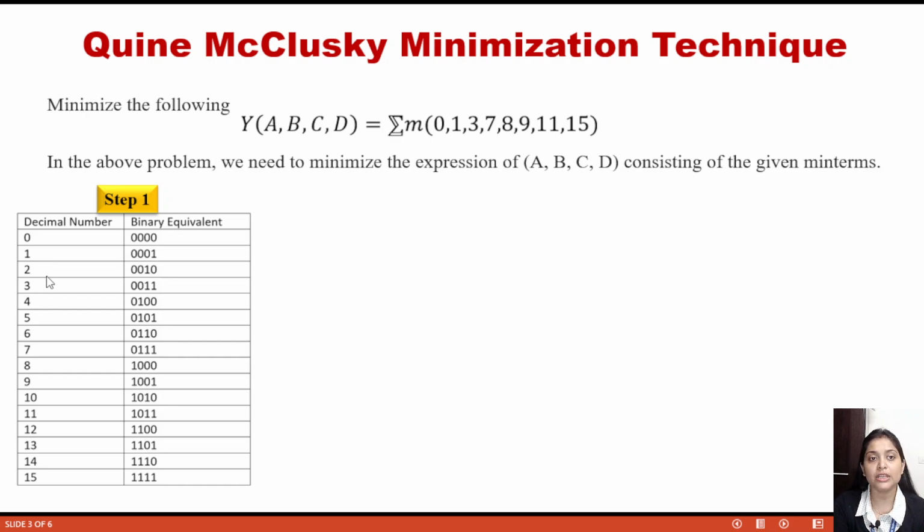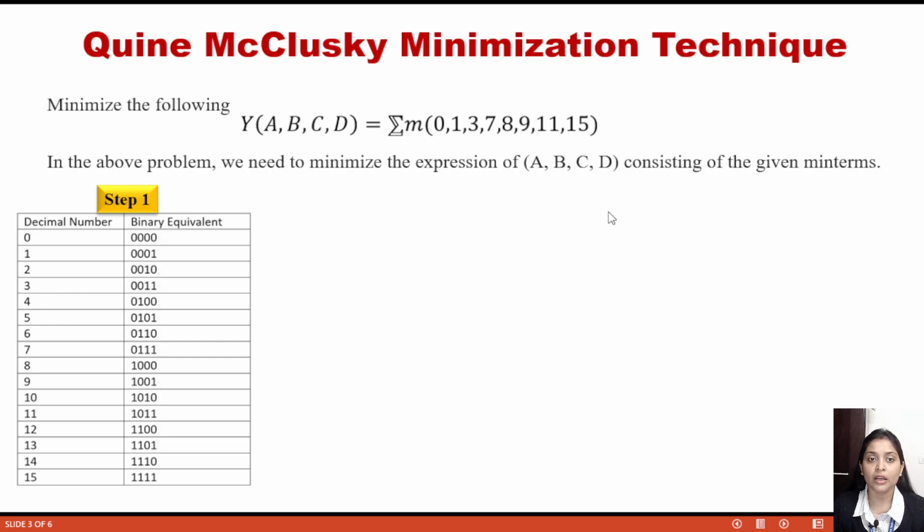So here, all decimal numbers, that means 0 to 15, are represented as 4-bit binary numbers. Very briefly, this is the 8421 method. By this method, all decimal numbers are expressed as 4-bit binary numbers. So now here all these numbers are present, 0 1 3 7 8 9 11 15. Now we will concentrate only on the numbers given in this question.